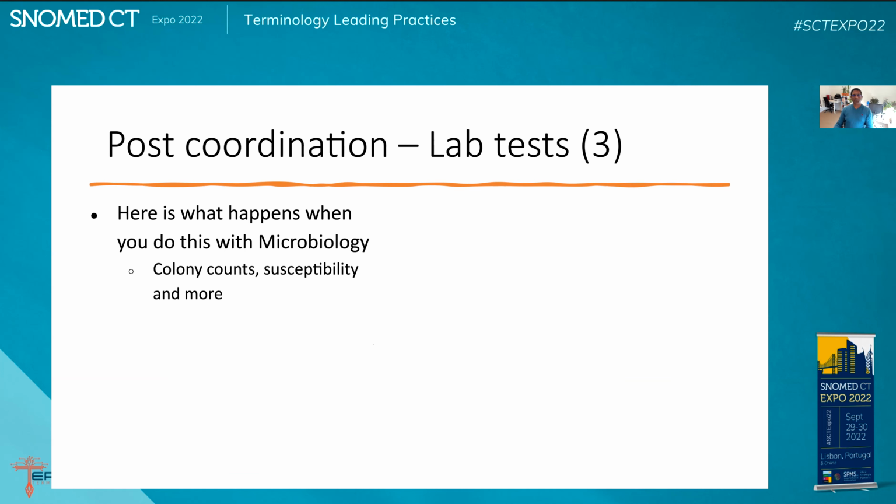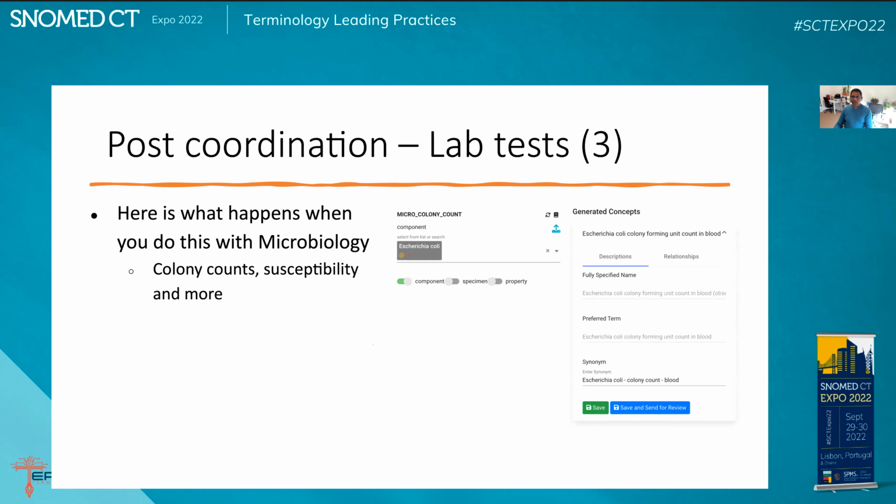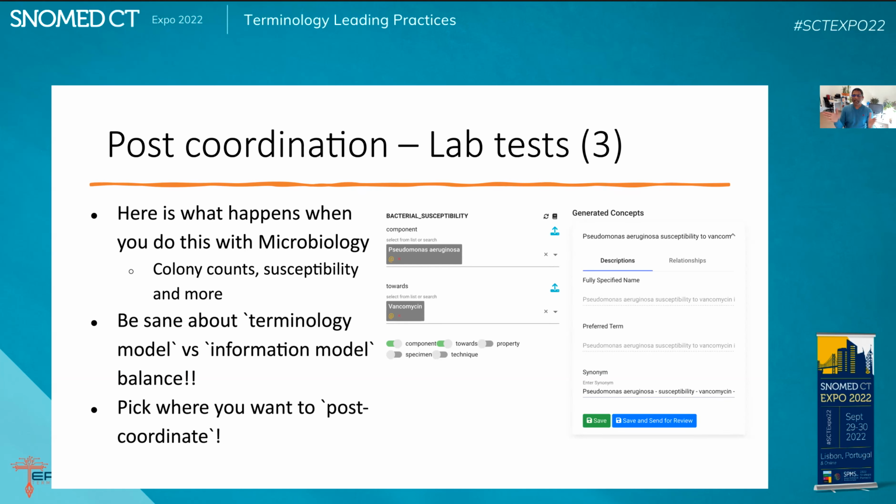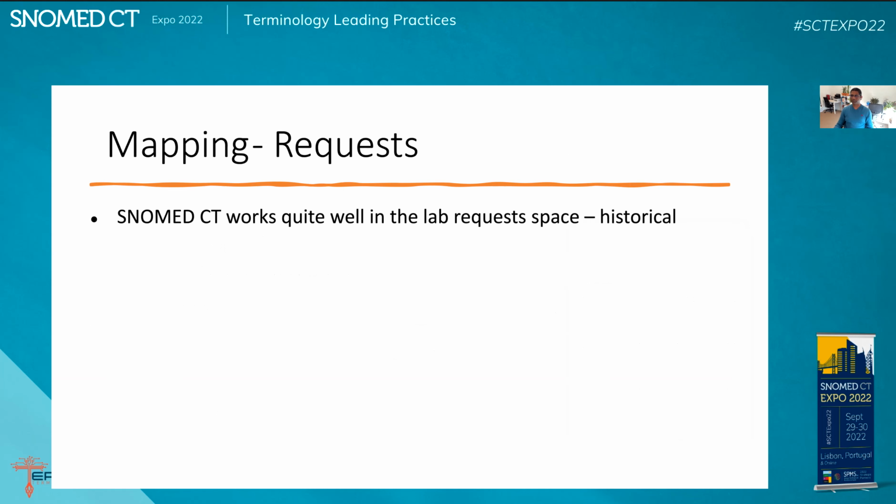So this is not just blood sciences, this actually works for other disciplines. You can now do things like colony counts, you can do susceptibility in microbiology, all right? And it all works. The takeaway message here is just because Jay said, go do this, please don't do it. Always remember that there's a balance between the terminology model and the information model. And where you want to do your post-coordination or pre-coordination is extremely important. This is where the informatics comes in. We show you what can be done if you take this example and that it works really well for other disciplines also. Okay, this is probably the last of my slides.